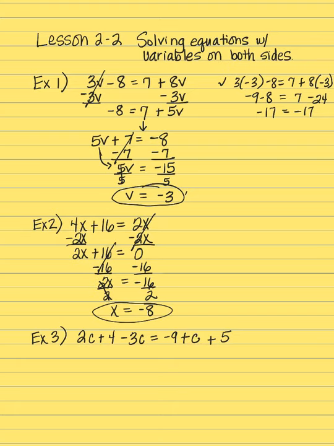Typically when we start to solve an equation, we're looking for our variable. Notice on the left side we have two variables. Anytime you have what are called like terms, if they have the same variable, they're like terms, or if they're both just numbers, they're like terms. You can combine those as long as they're on the same side of the equal sign.